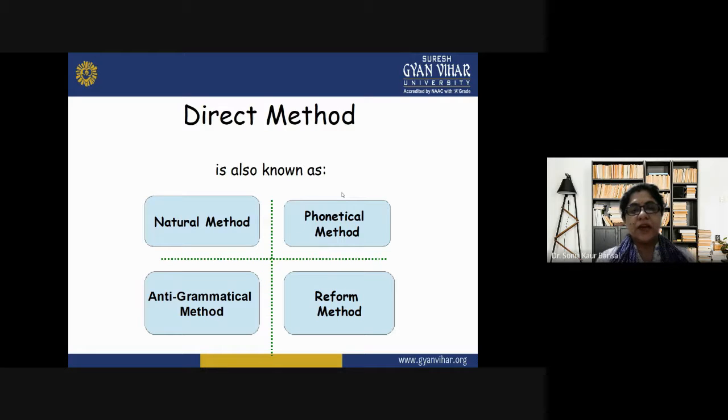First of all, it has many other names, so let's get familiar with them. We know it as the direct method. It is also known as the natural method or anti-grammatical method, and it is also called the phonetical method and reform method. So these are the different names given to the direct method. Understand, students, that these are methods taken for the purpose of teaching students in a direct language or target language.